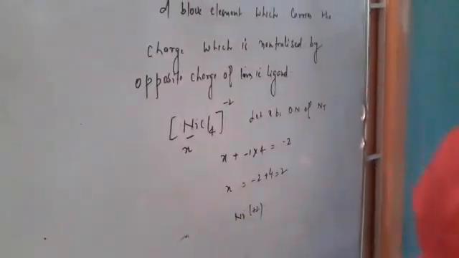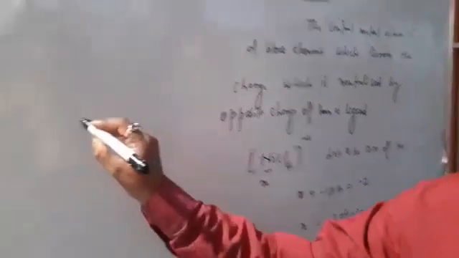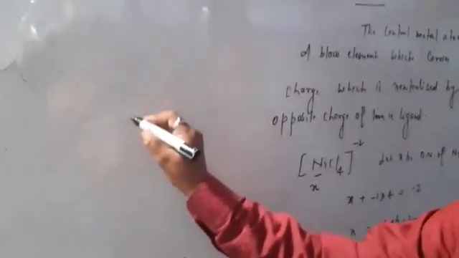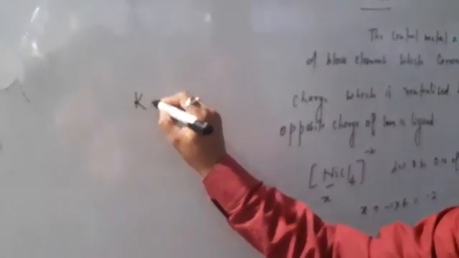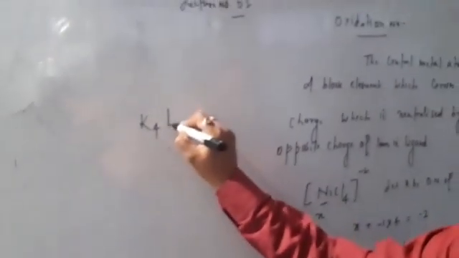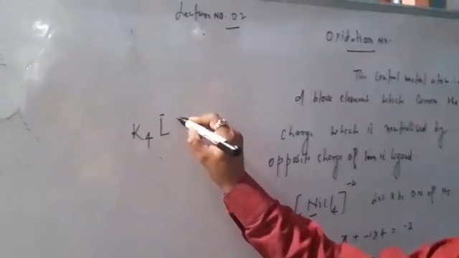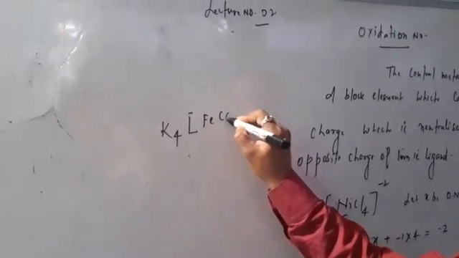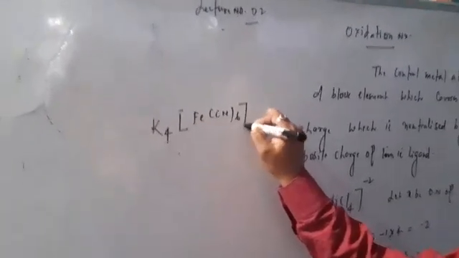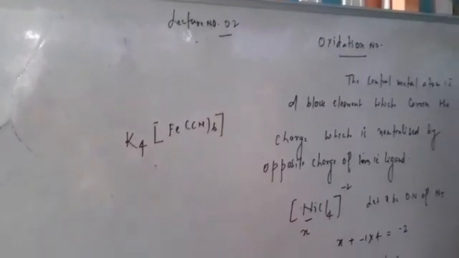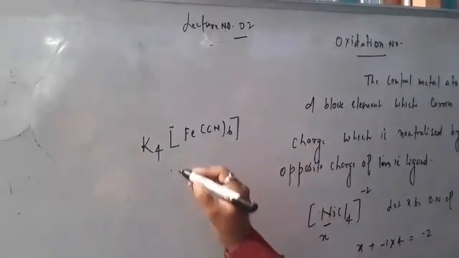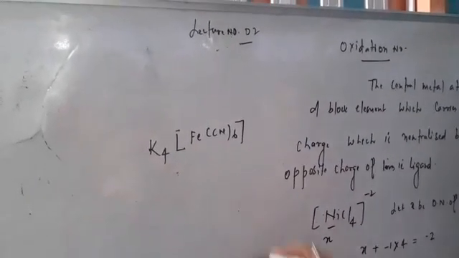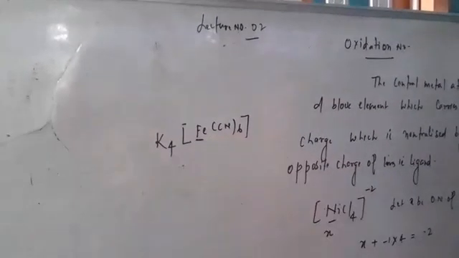Let us take another example to find out the oxidation number of a metal atom. This is the complex compound K4[Fe(CN)6]. Now we have to find out the oxidation number of this one.